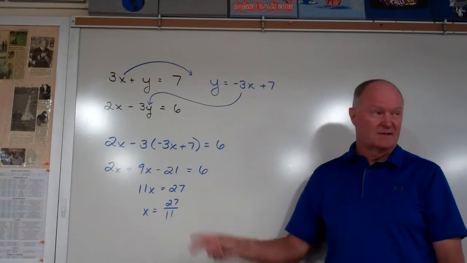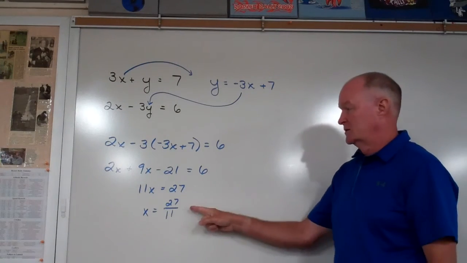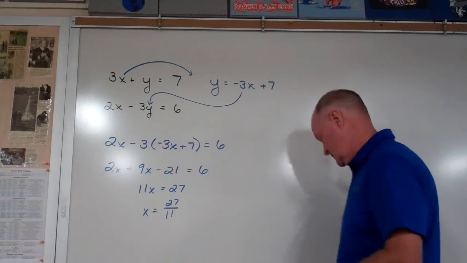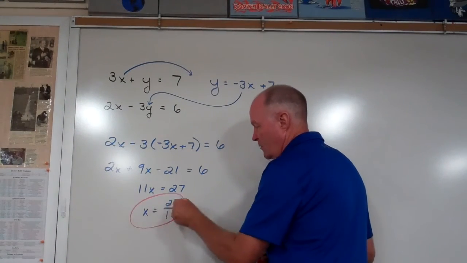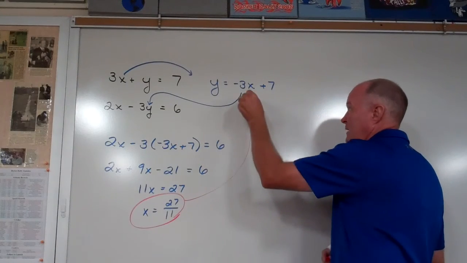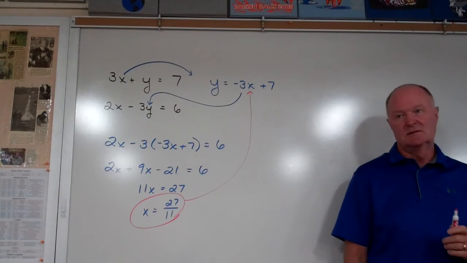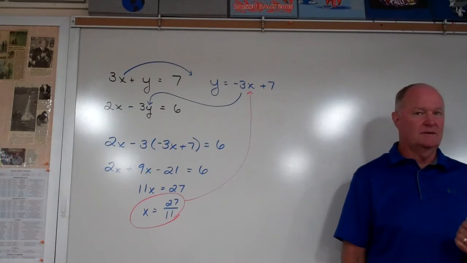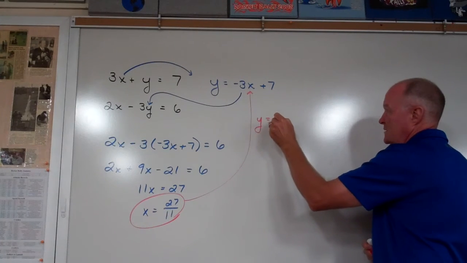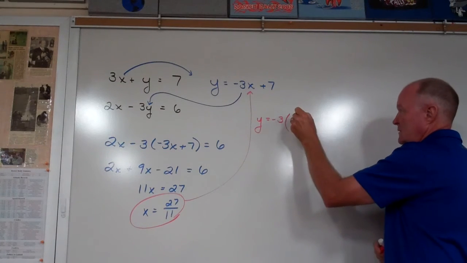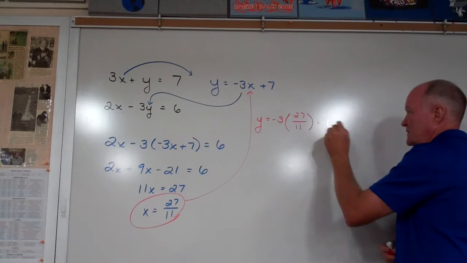That's not my final answer, because there's an x coordinate and a y coordinate. So now I've got to take this, and since that's what x is equal to, I know what it is. If I take that and put it back into what y equals way back at the beginning, I can then find my y coordinate. Okay. So now I would have y equals negative 3 times 27 over 11 plus 7.